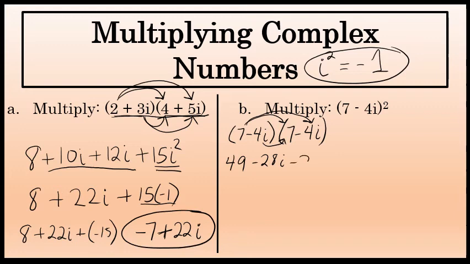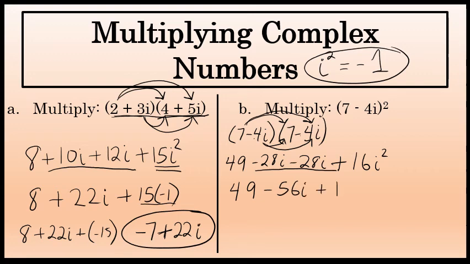-4i times 7 is again -28i. And the last multiplication that I'll do is -4i times -4i, which is positive 16. i times i is i squared. At this point, I'll combine -28i and -28i to get -56i, and then I will replace i squared with -1.